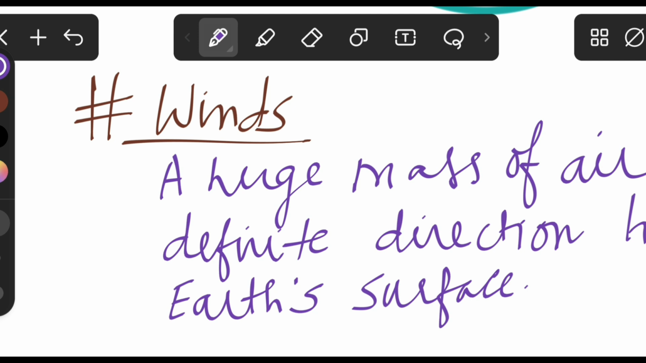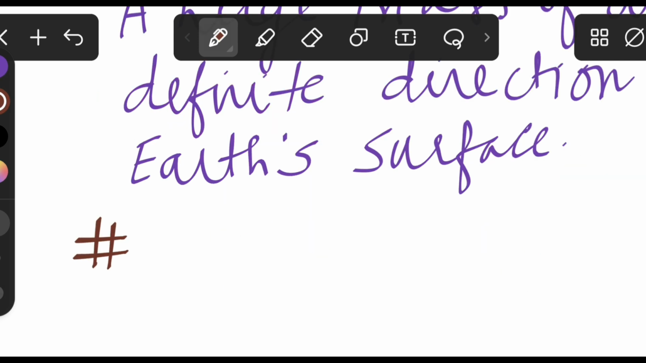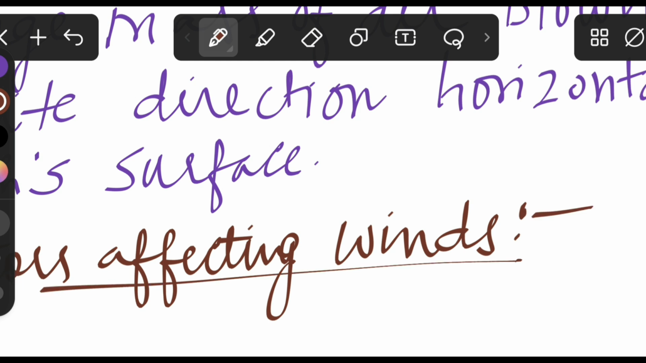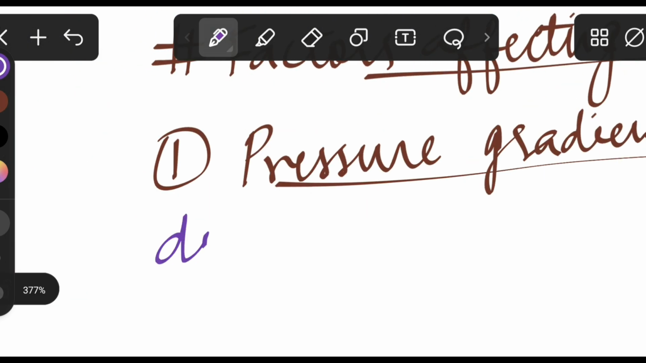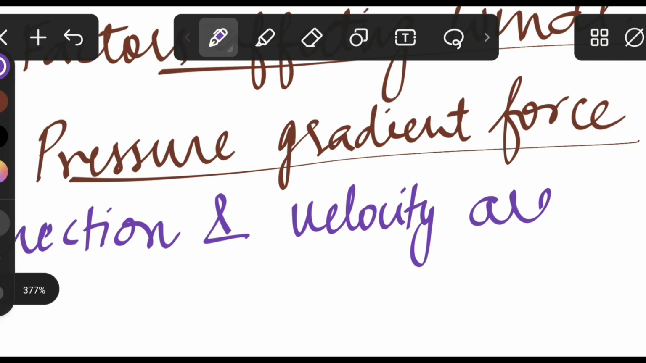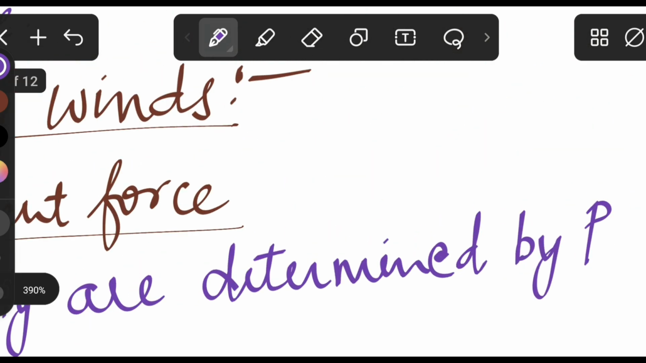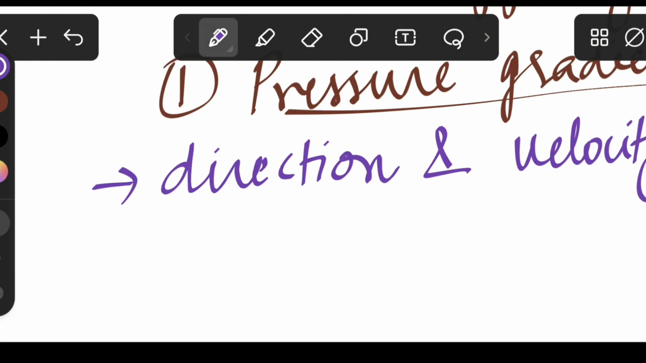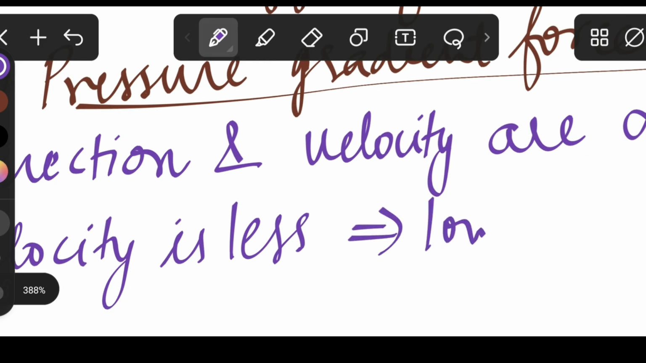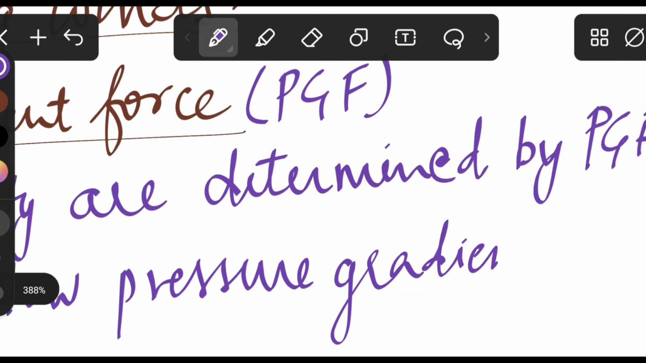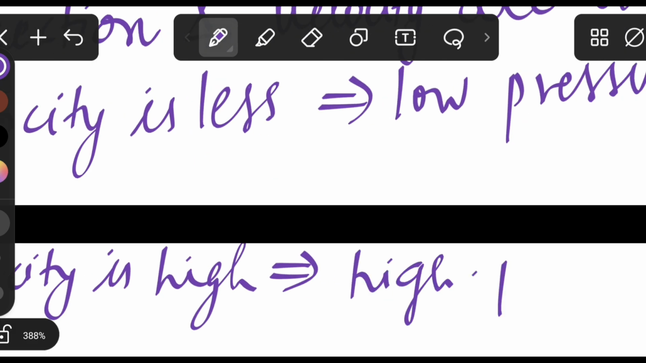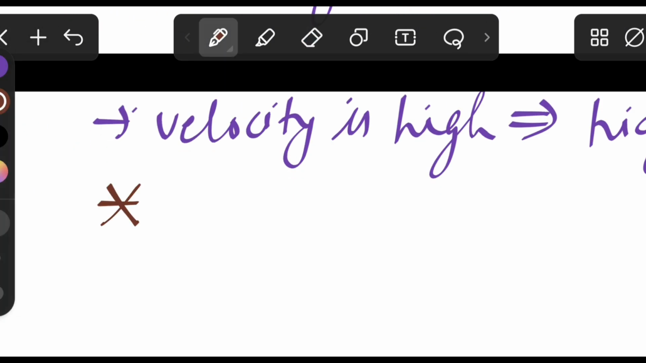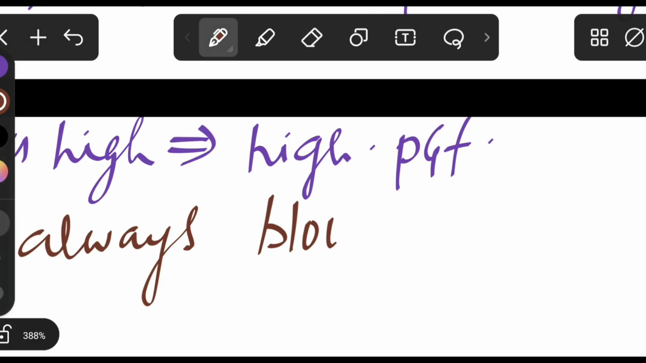Now let's see the factors which affect the movement of winds. The first one is pressure gradient force. The direction of wind blow and the velocity of wind is determined by pressure gradient force. If the velocity is less, then the pressure would be less. If the velocity is higher, then the pressure would be higher. So the wind always blows from high pressure to low pressure.